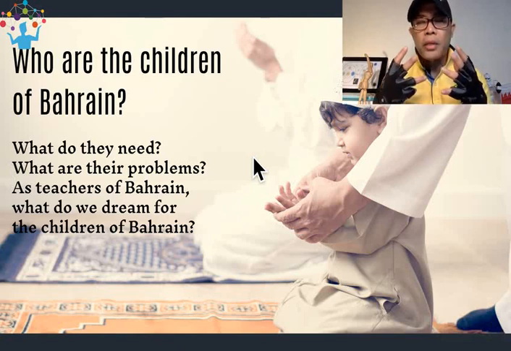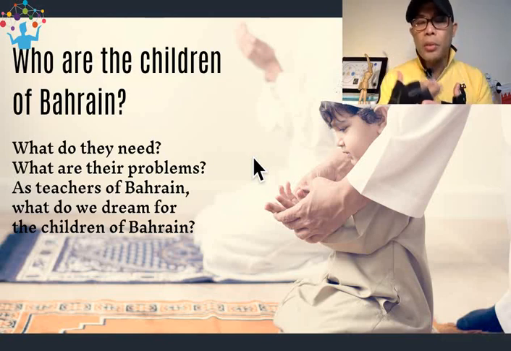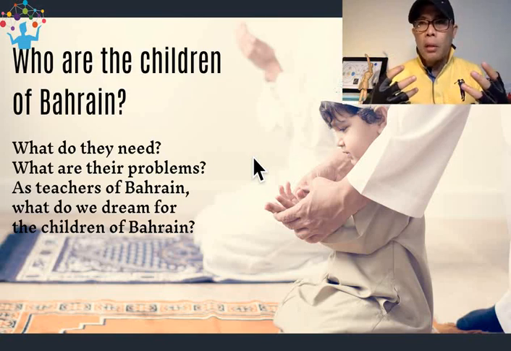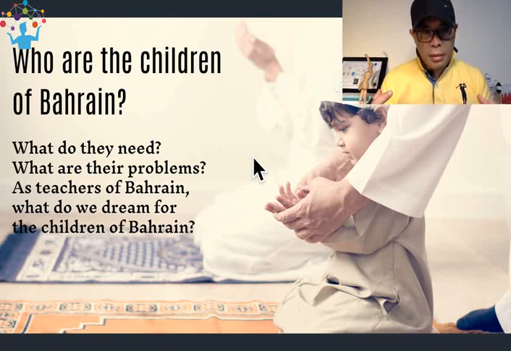If you're really interested in understanding the humanistic theory, this is the most basic question that we need to ask and we need to answer. Who are the children of Bahrain? Who are the children that I'm going to teach? What are their prerogatives? What are their needs? What are their problems? What are their concerns? What are their interests?